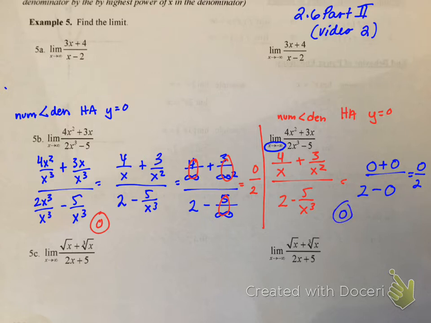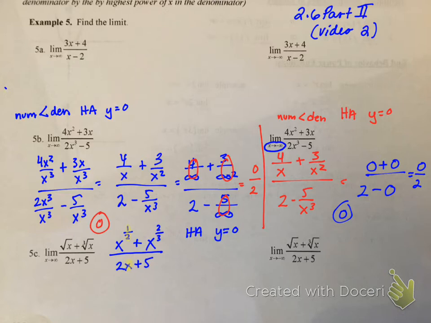All right, so let's check out 5c. 5c is a little tricky. You've got to be careful because of the square roots. If I change these up, if you remember how to change a square root into a power, the square root of x becomes x to the 1/2 power, plus x to the 2/3 power, over 2x plus 5. So we have the same issue where if we just look at the powers, we can conclude that we have a horizontal asymptote at y equals 0 because the numerator's power is less than the denominator's power.